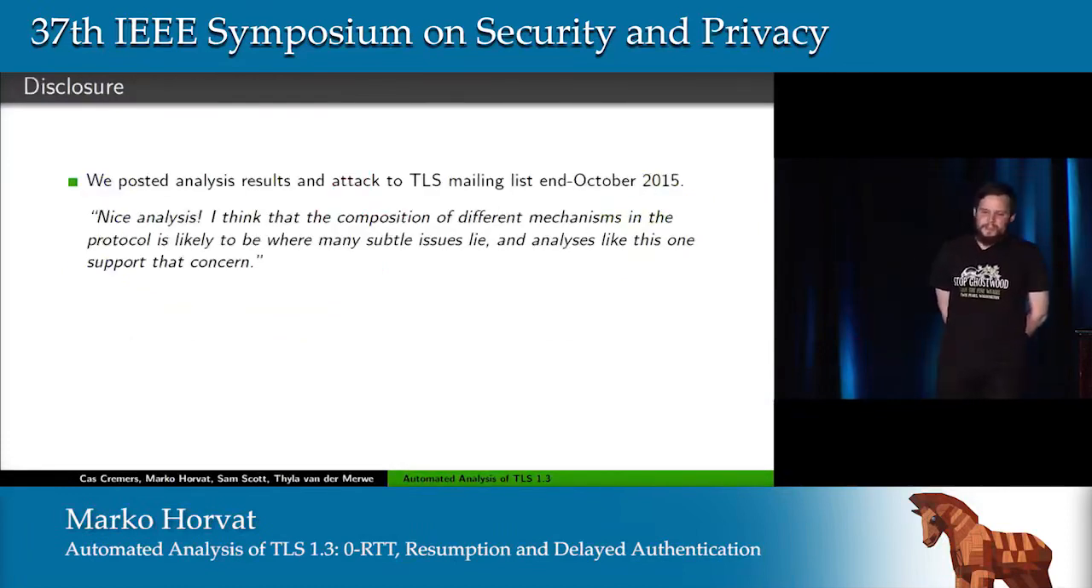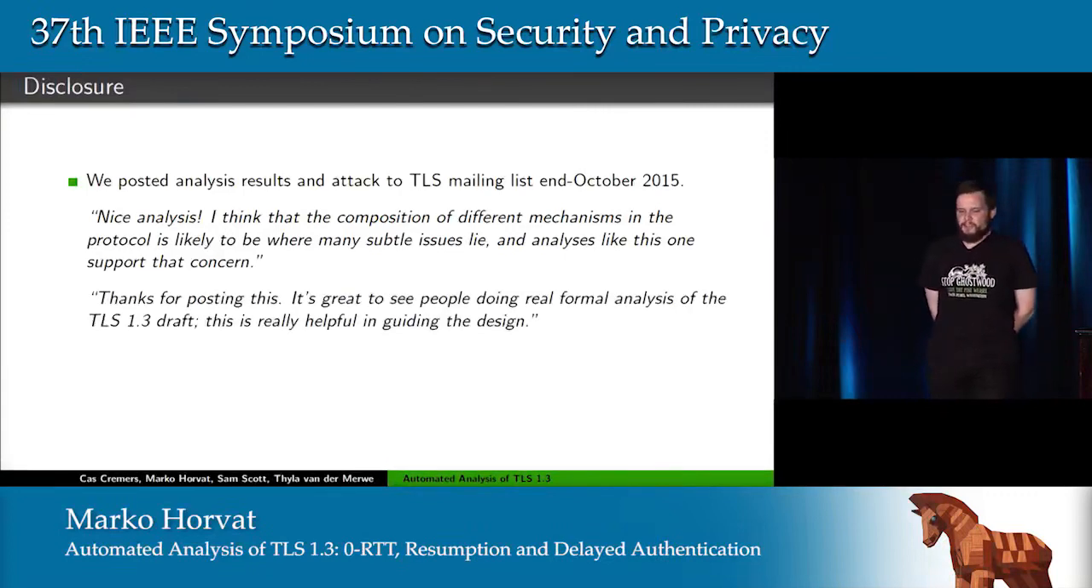So we posted our analysis results and this attack to the TLS mailing list at the end of October 2015. And the responses we got were quite positive. Let me read a few for you. Nice analysis. I think that the composition of different mechanisms in the protocol is likely to be where many subtle issues lie, and analyses like this one support that concern. Thanks for posting this. It's great to see people doing real formal analysis of the TLS 1.3 draft. This is really helpful in guiding the design.